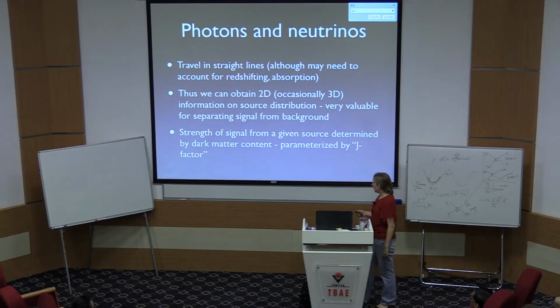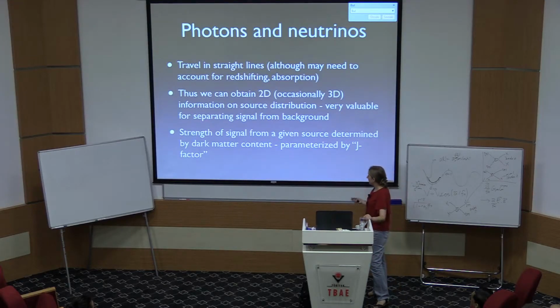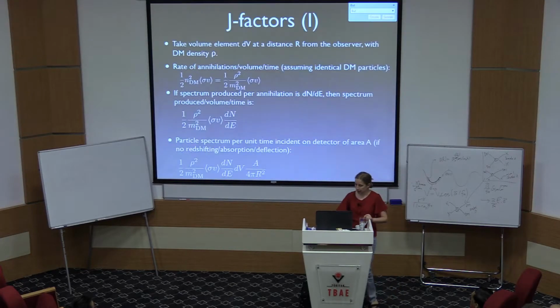We generally parameterize the strength when we want to understand what sources we should look at. We parameterize the strength of a signal from a given source by just how much dark matter there is in it, or what its average value of the dark matter density or density squared is, which we call the J factor. So the geometric calculation here is very simple.